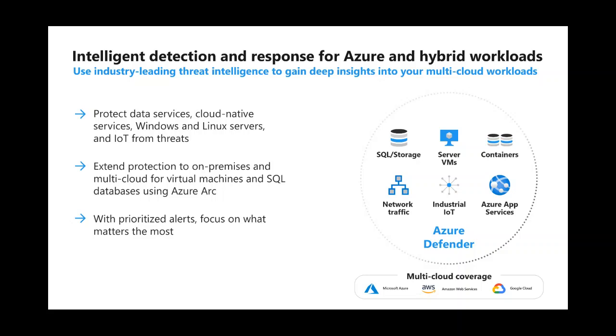And if we shed light on Azure Defender, which covers hybrid workloads and multi-cloud workloads as well, it provides deep protection at the data service level and for cloud-native services, covering Windows and Linux servers, as well as IoT with Defender for IoT integration. So it covers databases, servers, containers, Kubernetes, application services, and IoT network traffic across multi-cloud environments, including Google Suite, AWS, and of course Microsoft Azure. This extends protection to your on-prem assets, not only multi-cloud, using Azure Arc. It also prioritizes alerts and focuses on exactly what needs action, based on security recommendations and guidance.